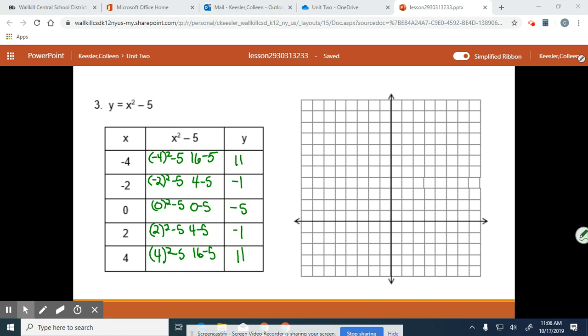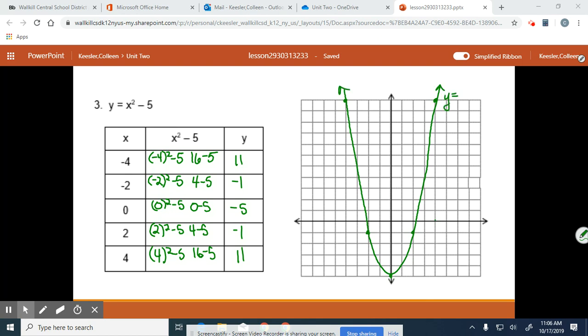If we graph -4, 11, we go left 4 all the way up to the top to 11. -2, -1 is left 2, down 1. 0, -5 is like the y-intercept. We stay at the origin, down 5. 2, -1 is right 2, down 1. And 4, 11 is right 4 all the way up to the top for 11. So in this case, when you draw your line, you get a U shape. So that is definitely not straight and definitely not linear.